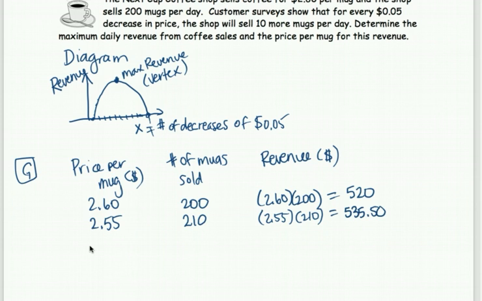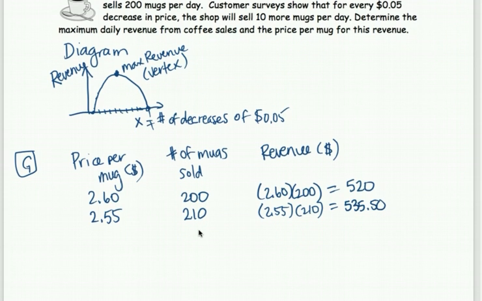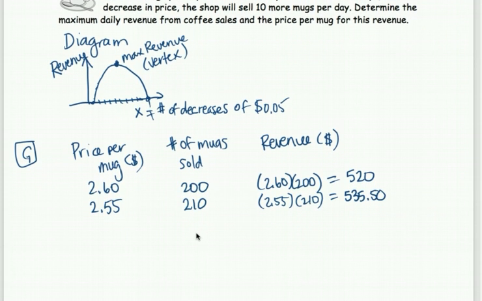Businesses do this all the time, where they do surveys to figure out if they could decrease the price, or could they increase the price, and would we still sell tickets and so forth? So can we make more money? All right, so here's another drop. We go to 50 cents. Again, when we do that, we get 10 more customers, so now 220 mugs will be sold.